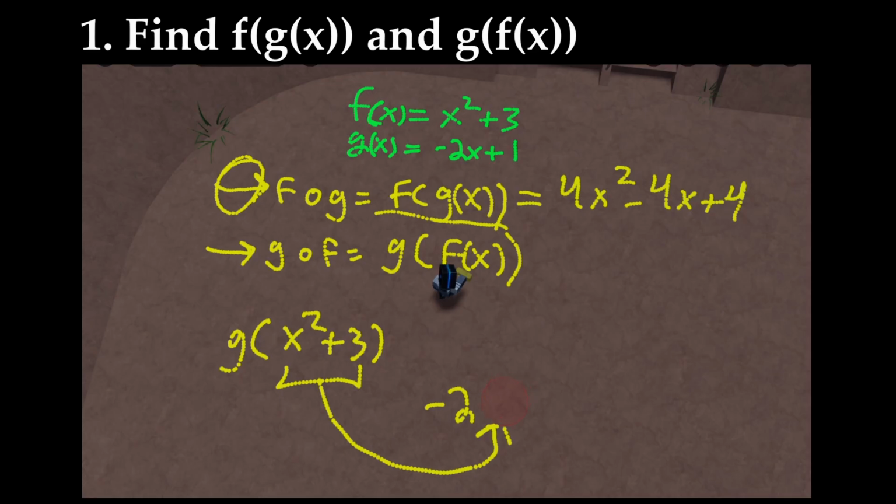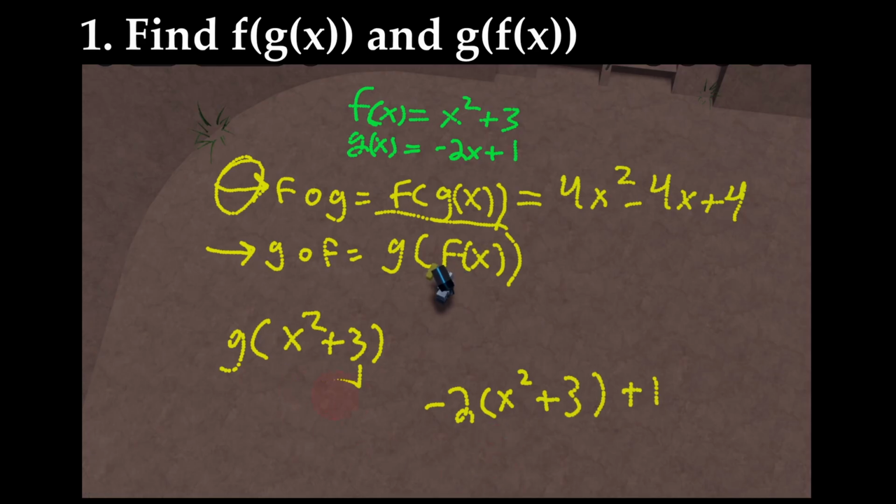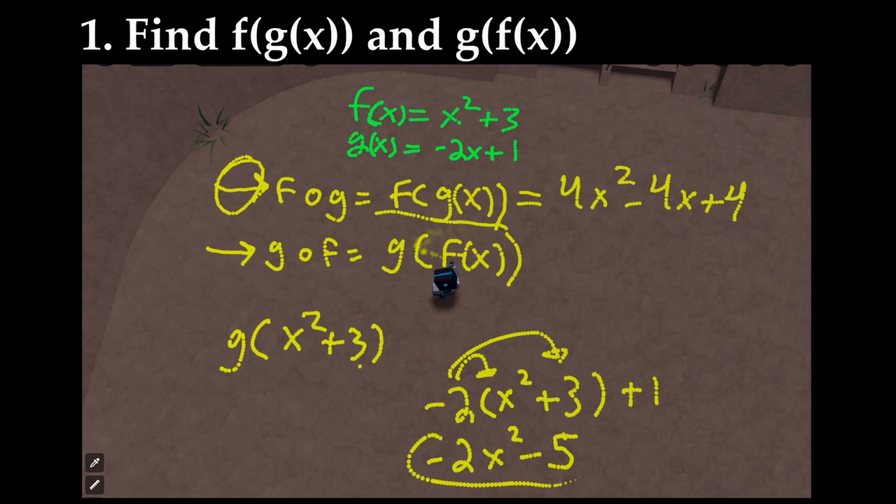So now we have minus 2 times x squared plus 3, because we're just substituting the x for whatever's in the parentheses, plus 1. And then now we just need to evaluate this. Well, negative 2 times x squared plus 3 just distributes to both of those terms. So we have negative 2x squared, and then minus 2 times plus 3 is minus 6. Then we have the plus 1 at the end. And then minus 6 plus 1 is just minus 5. And that's it. That is g of f of x.